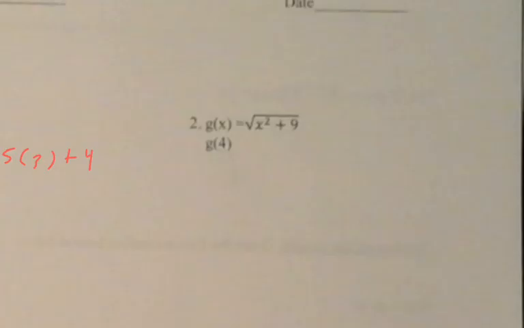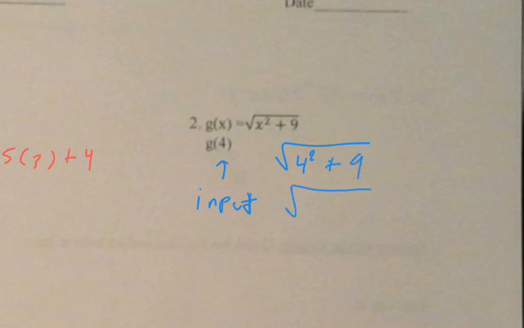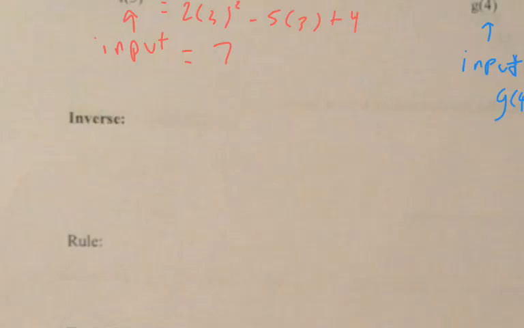If we're looking at number 2, we have g of x equals the square root of x squared plus 9. And we're looking at g of 4, so that's our input again. Anywhere I see an x, I will plug in our input, which is 4. So we have the square root of 4 squared plus 9. You get the square root of 25, so g of 4 equals 5.